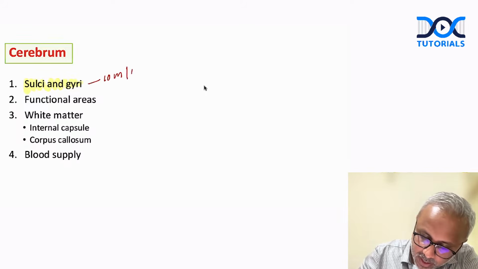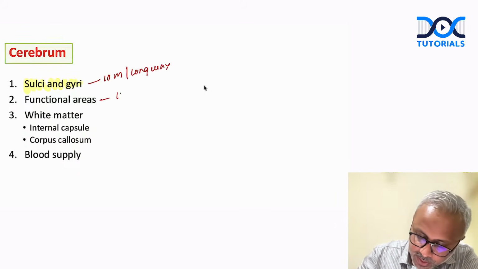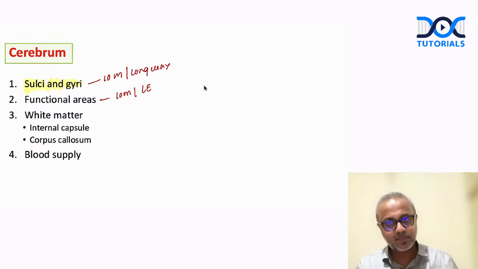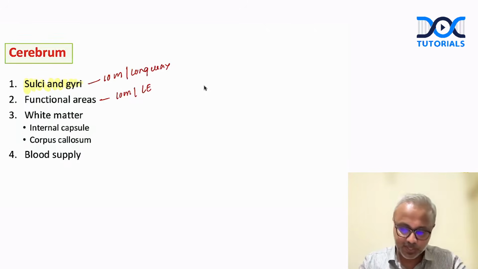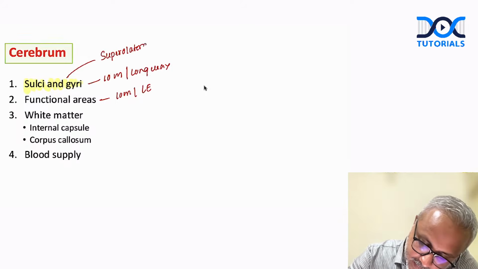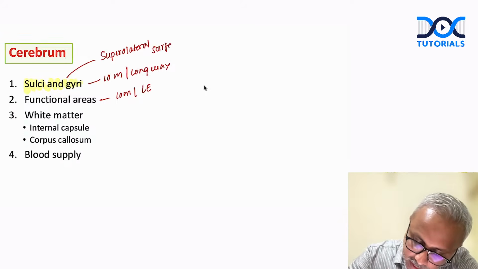Okay, or a long essay. So is your functional area, right? Sulci and gyri of the brain, especially the superolateral surface. Okay, so let's write it. Sulci and gyri present on the superolateral surface of the cerebral hemisphere.